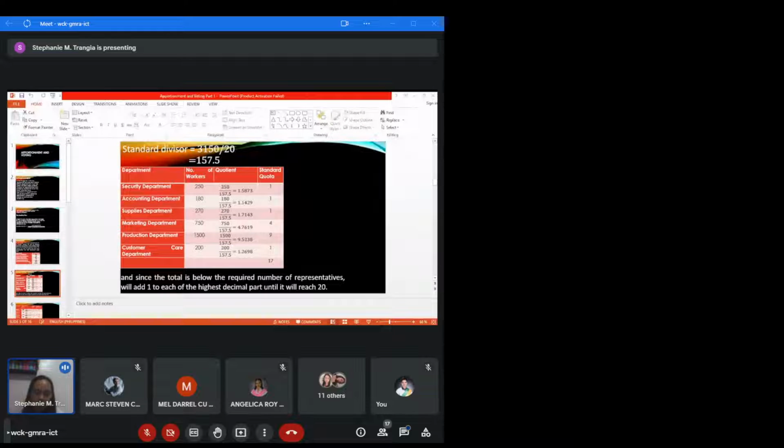Now, for the standard quota, you only need to get the whole number part. For the security department, you have one. For the accounting, one. For the supplies, one. For the marketing department, four. For the production department, nine. And for the customer care department, one. If you add these numbers, you only get 17 representatives. So what are you going to do with the 3 lacking?